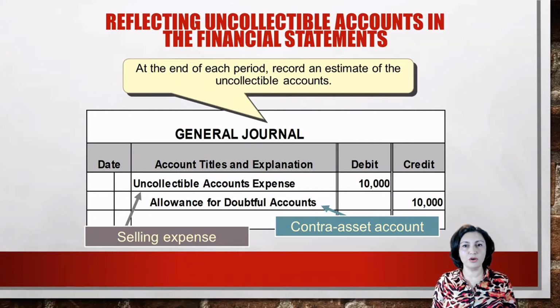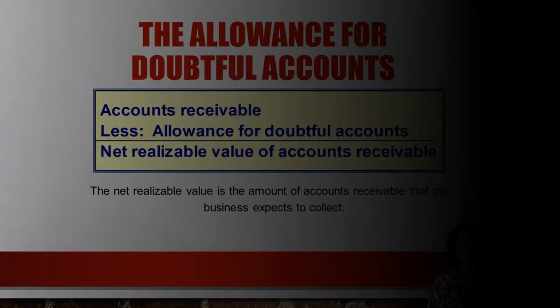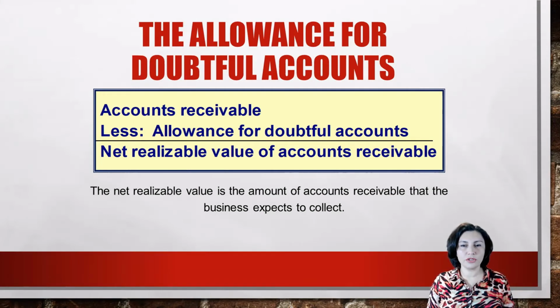Uncollectible accounts expense, also known as bad debt expense, is classified as a selling expense on the income statement. Allowance for doubtful accounts is a contra-asset account and has a normal credit balance. It is reported on the balance sheet as a subtraction from the accounts receivable balance to arrive at the amount of accounts receivable that is likely to be collected. On the balance sheet, the allowance for doubtful accounts is subtracted from the accounts receivable balance. The reported value is called net realizable value and is the amount of accounts receivable that will likely be collected.